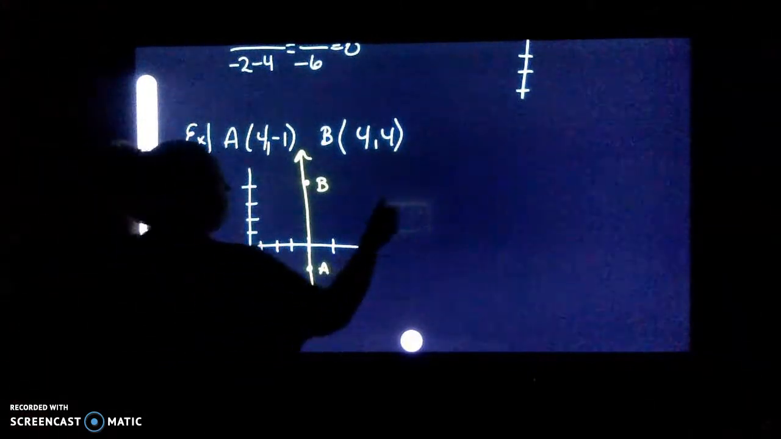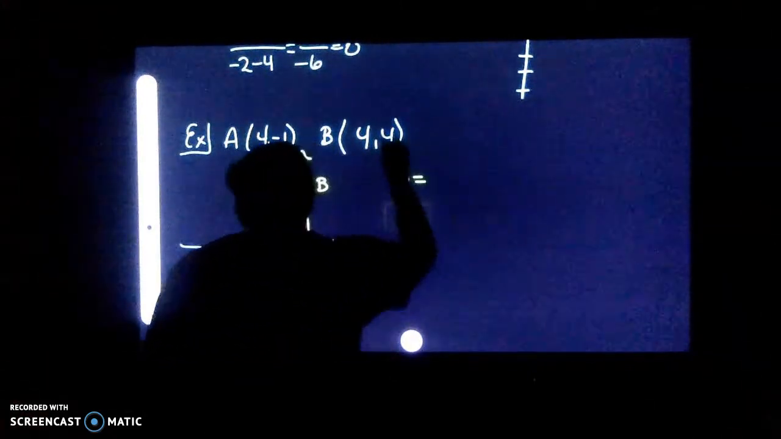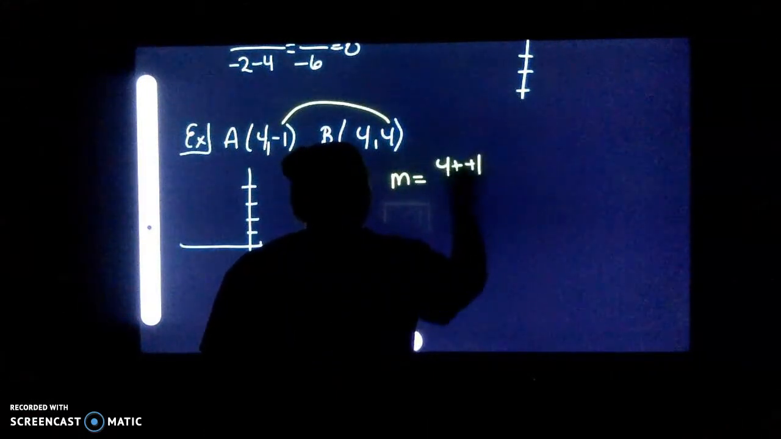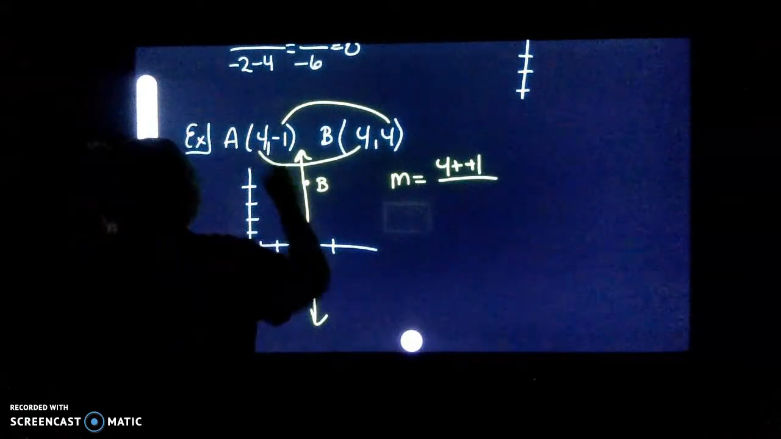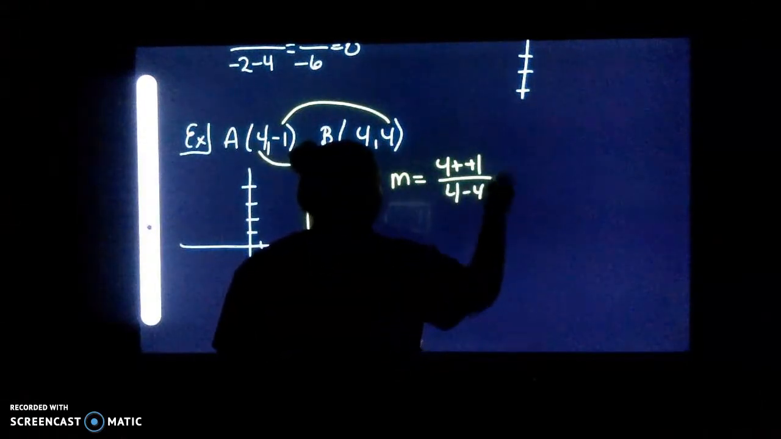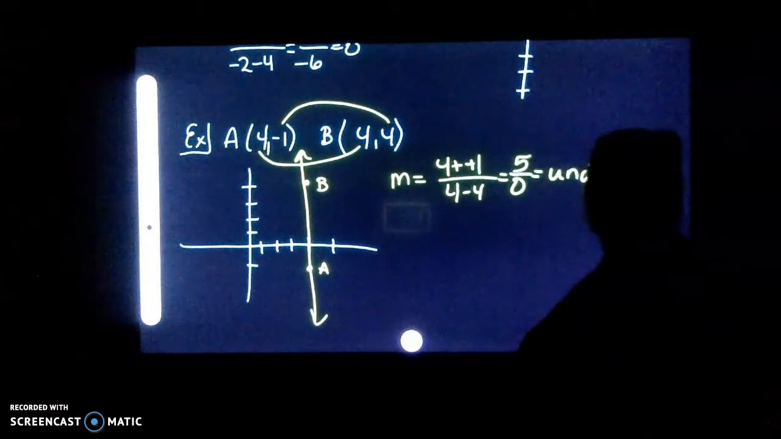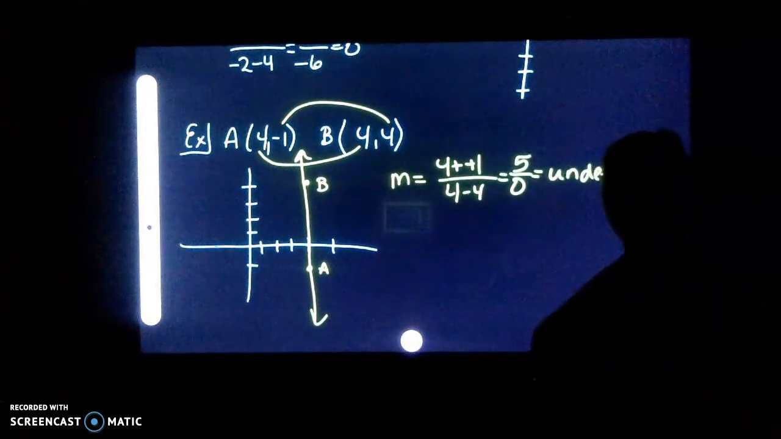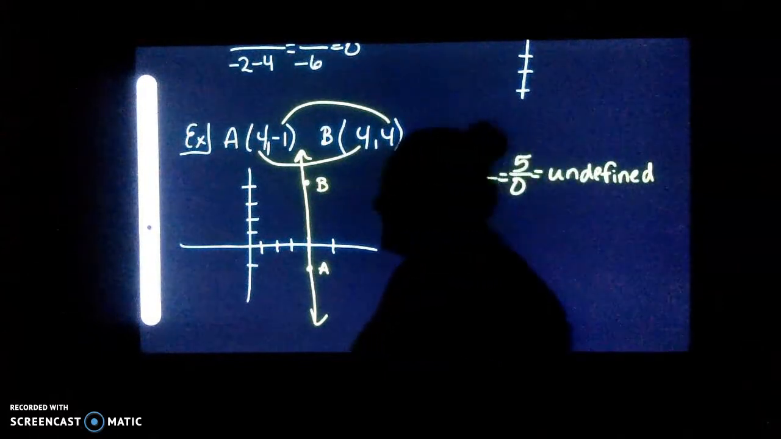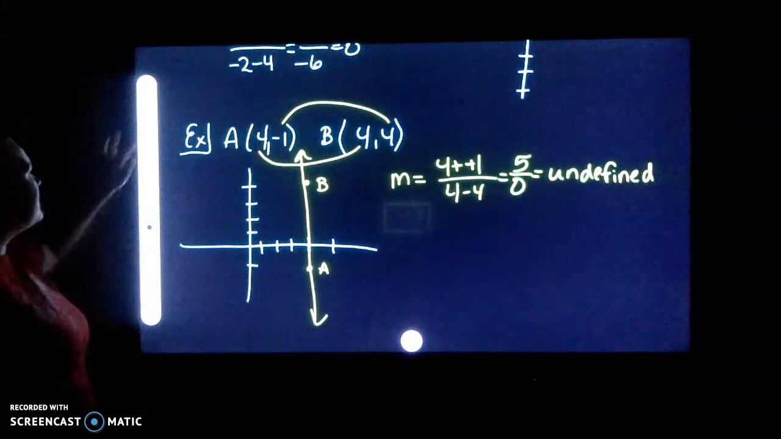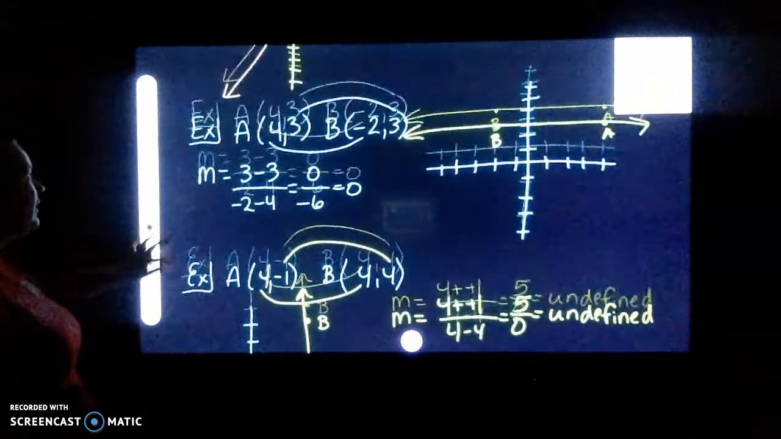Let's calculate the slope too, just to make sure that would match up. I get 4 minus -1, which turns into 4 plus 1, over 4 minus 4, which reduces to 5 over 0, which is undefined. So I think it's safe to say if my 2 points contain the same x value, it will be an undefined slope that gives us a straight line, a vertical straight line, sorry.